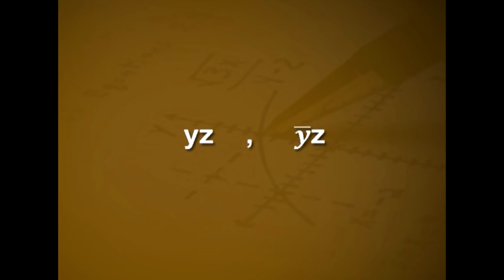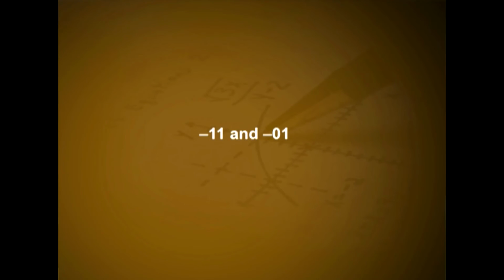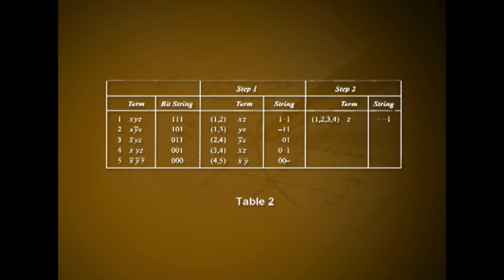We can combine the products yz and y bar z represented by strings -11 and -01 into z represented by the string -1. We show all the combinations of terms that can be formed in this way in table 2. In table 2, we also indicate which terms have been used to form products with fewer literals. These terms will not be needed in a minimal expansion.